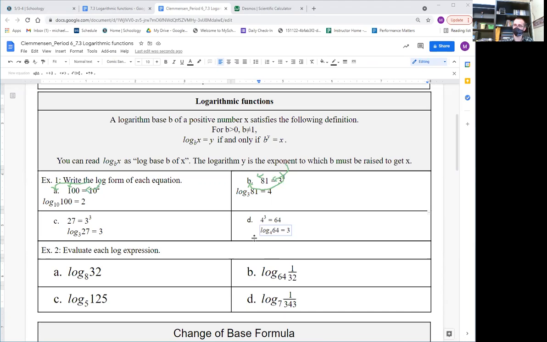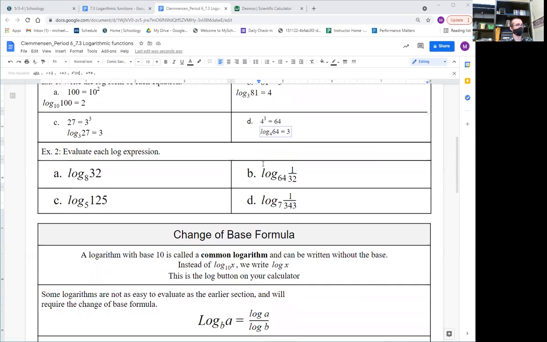Are there any questions on C or D before we move on to our next section of evaluating each log expression? All right. Let's move on to A then. Right down here for example 2. I'm going to clear off my screen. I'm going to scroll down a little bit, leaving my answers up in case you want to copy them down.